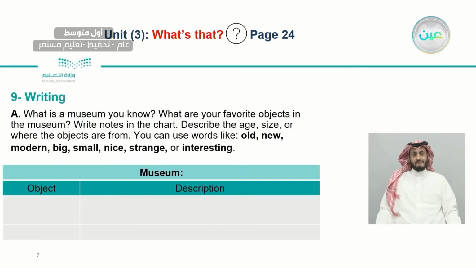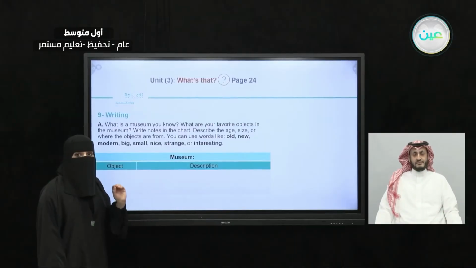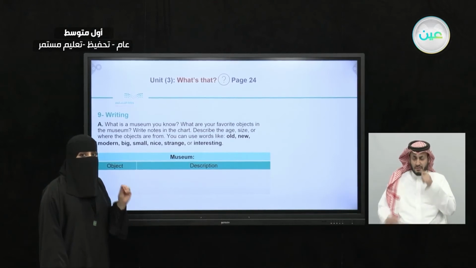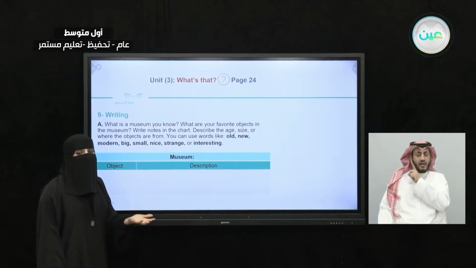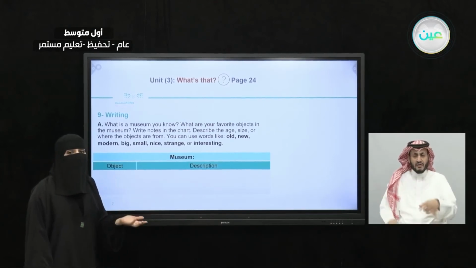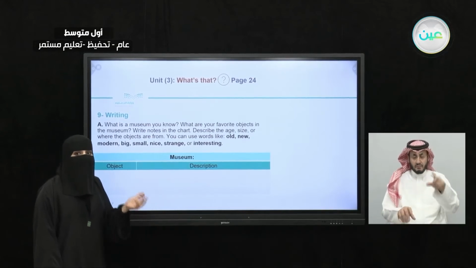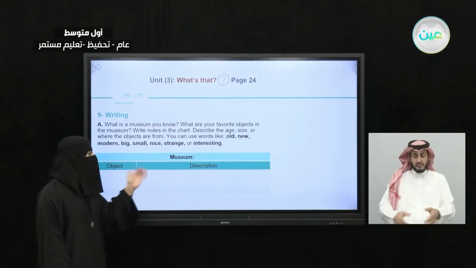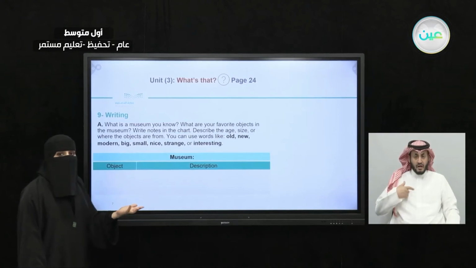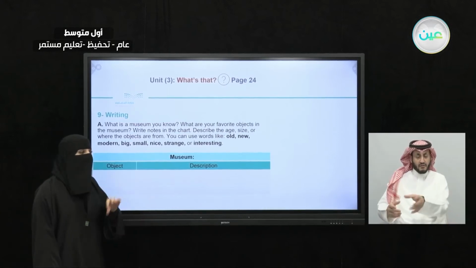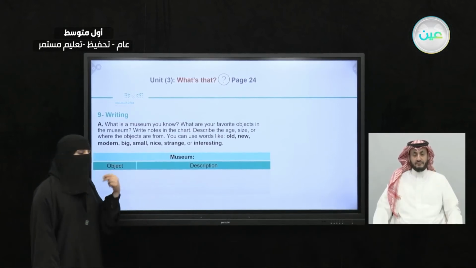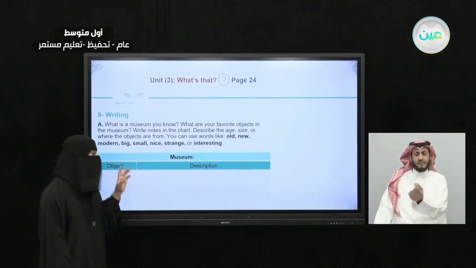Now, let's go back to the chart. Go search the web with the help of your parents, or you could ask your family members, or maybe you visited a museum one day. Ask your parents about the name of the museum. Ask them about objects. If they have a picture of it, it's a good idea. And start describing that object.